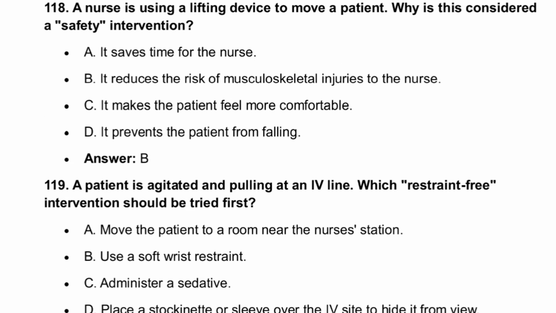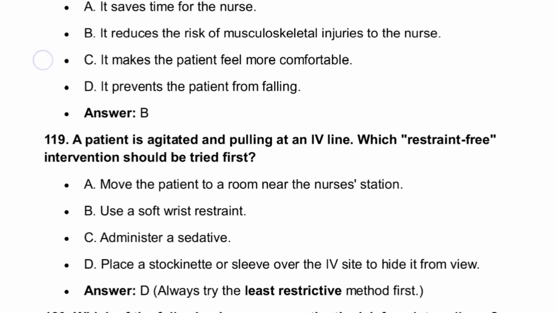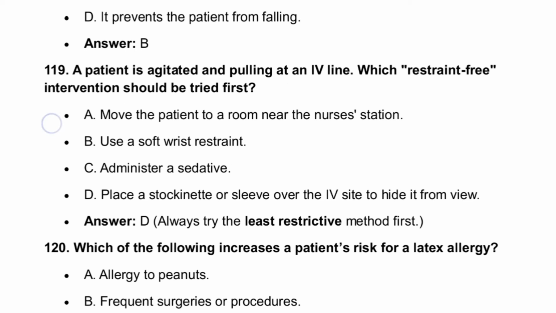A patient is agitated and pulling at the IV line. Which restraint alternative intervention should be tried first? D, place a stocking net or sleeves over the IV set to hide it from view.